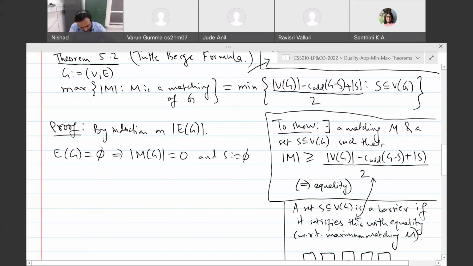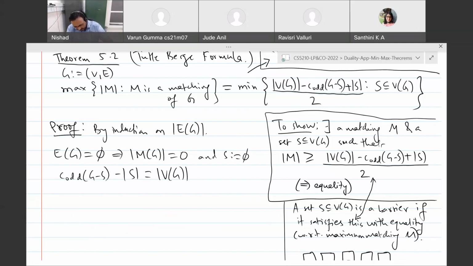So the number of odd components of G minus the set S, well, if there are no edges, every component is an odd component, right? And we are not deleting anything, so we will get exactly the number of vertices of the graph. Every vertex is an odd component. Okay, so this is exactly the number of vertices, right?